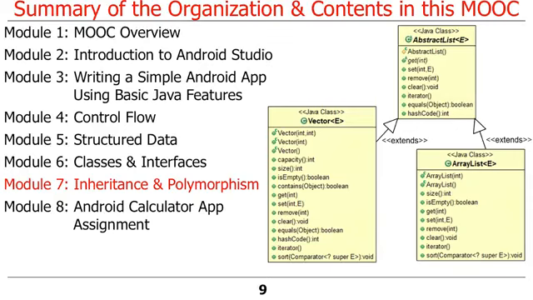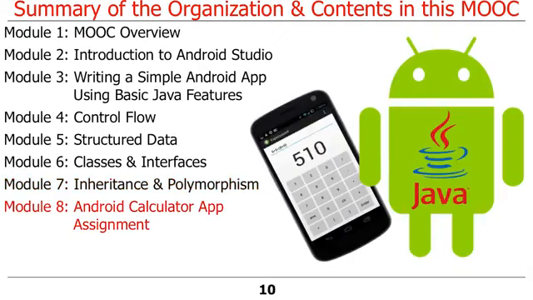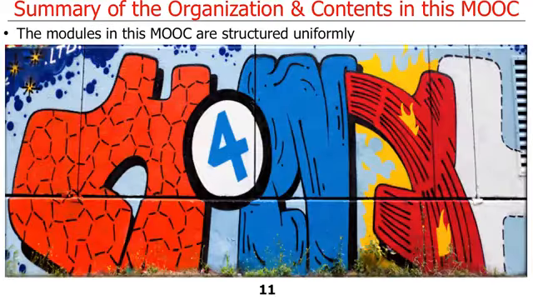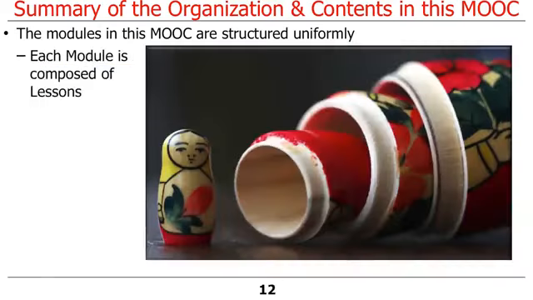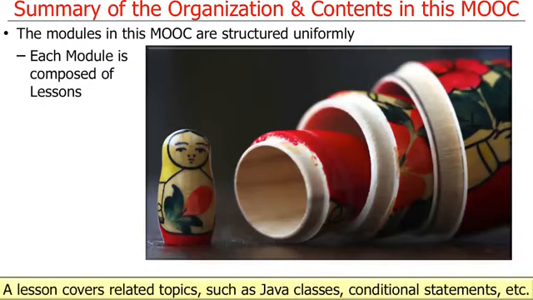Finally, Module 8 guides learners through the creation of an Android app that implements a simple calculator, providing features for adding, subtracting, multiplying, and dividing numbers added by various means, such as a text string and via buttons on the Android user interface. The modules in this MOOC are structured uniformly. In particular, each module is composed of multiple lessons, which cover a set of related topics, such as Java classes, conditional statements, or the Android Studio App Wizard.